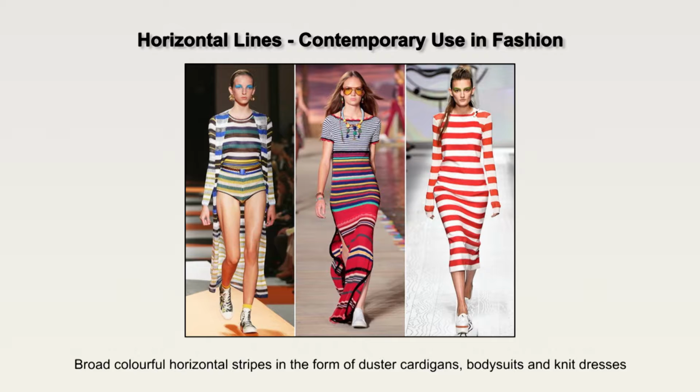We have some interesting striped examples here. Take a moment to observe these pictures. Please note how thickness of the lines and usage of combination of colors affects the whole look of the garment. What we see here is Tommy Hilfiger and Max Mara broad colorful horizontal stripes, which have been stitched into duster cardigans, body suits and knit dresses. They have balanced the clingy nature of these bodycon pieces with a casual sneaker.